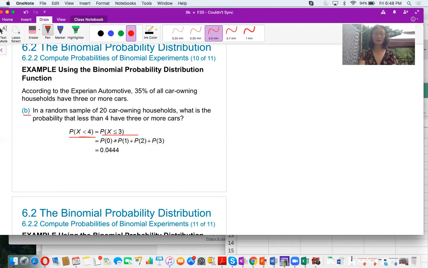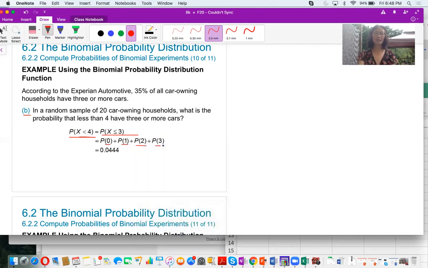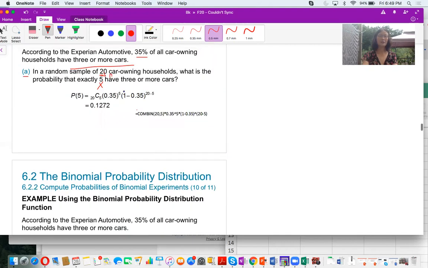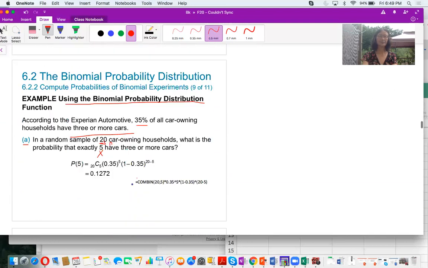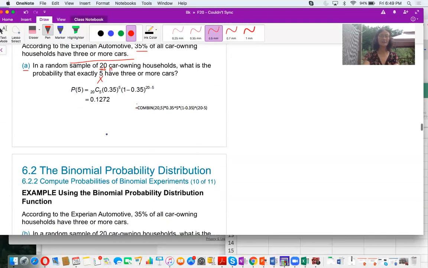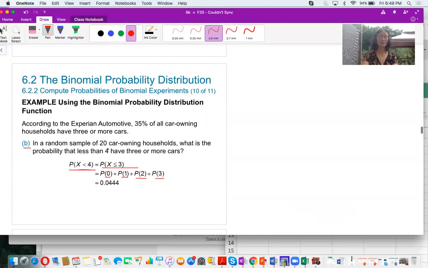Smaller equal to 3 means P0 plus P1 plus P2 plus P3. So what is P0? You use this formula here. P0 means x equal to 0, n equal to 20. You get this calculation.